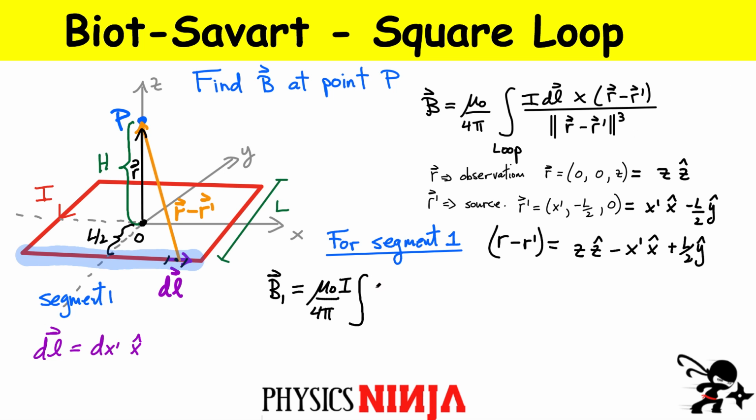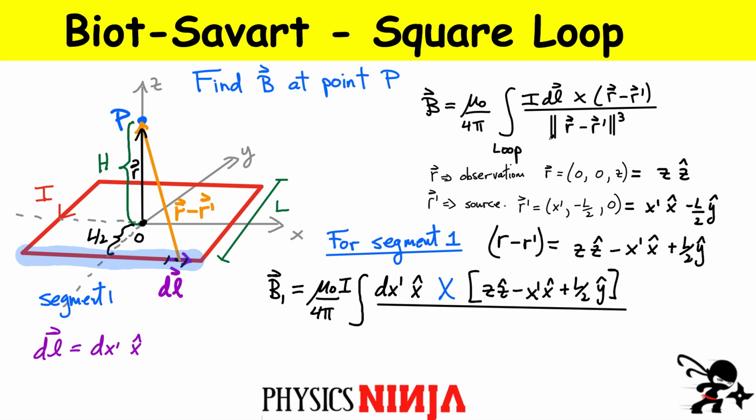So this is what it looks like. So we have dx prime multiplied by x hat. All of this now, I'll change the color just to make sure we understand, is a cross product with the vector r minus r prime, which we evaluated right here. So this is z z hat minus x prime x hat plus L over 2 y hat. So far, so good. And at the end here, this is the magnitude of that vector, and you have to cube it.